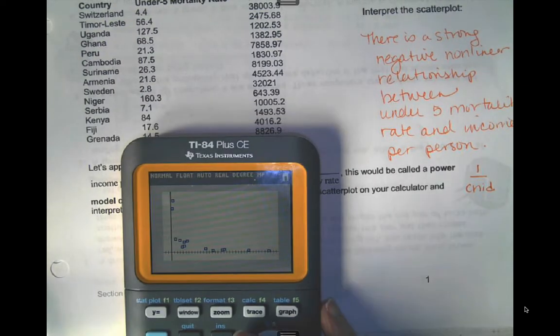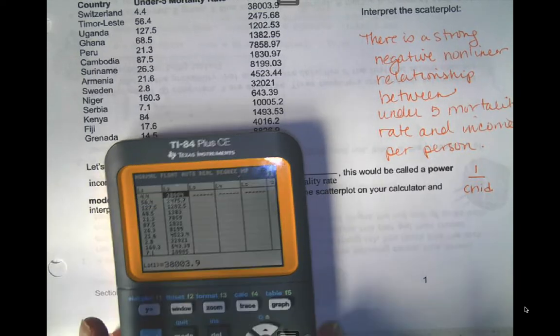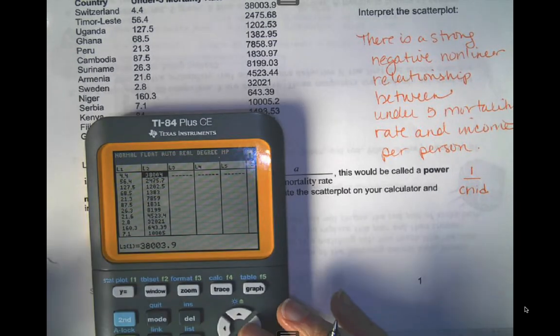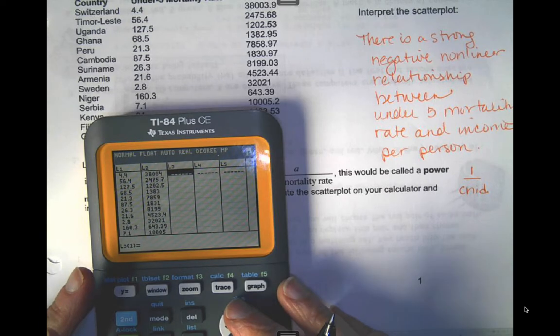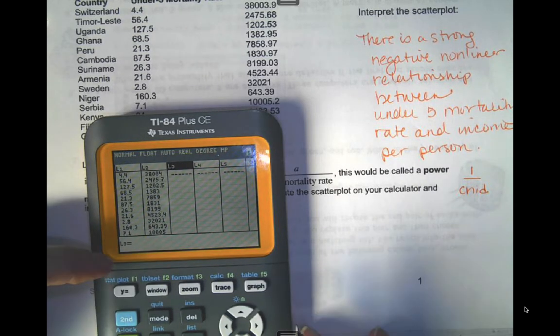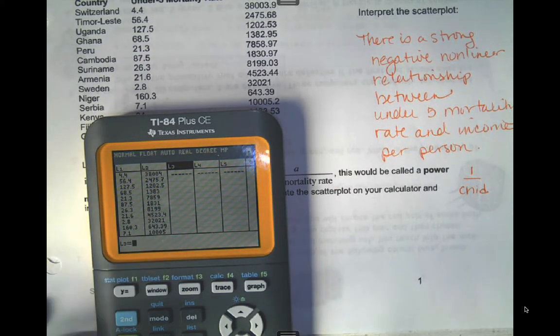So the mortality rate is my x variable. On my calculator, I'm going to go over to L3. I'm going to use my up arrow. Black box there, I'm going to press enter, black box blinking down there. I'm going to do 1 divided by L1.